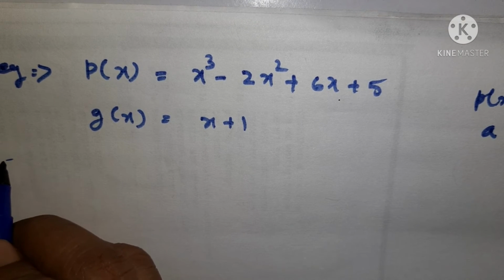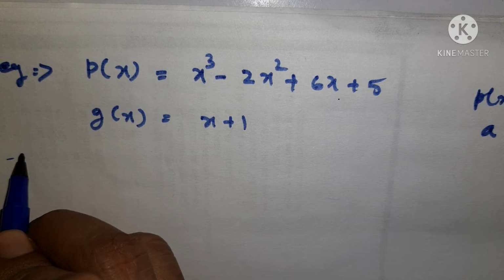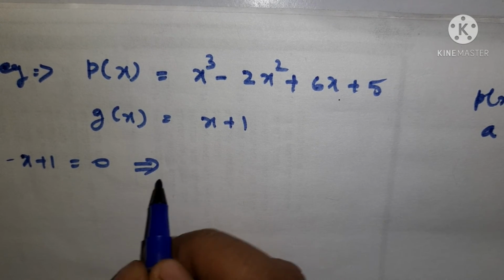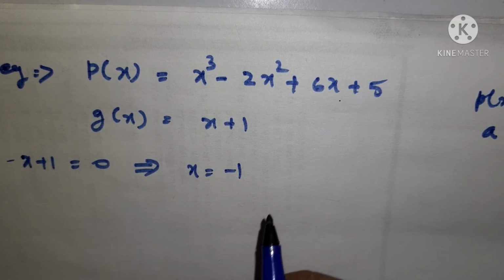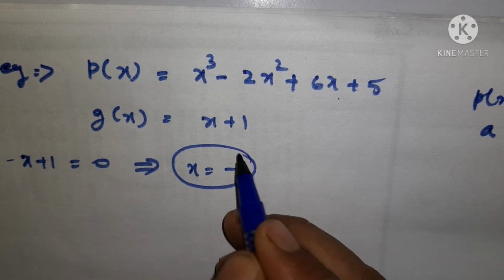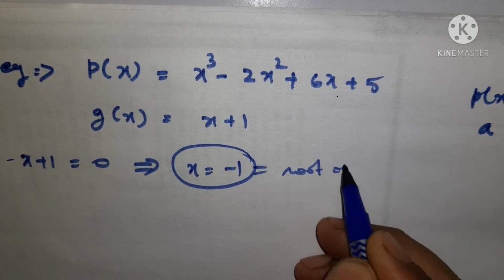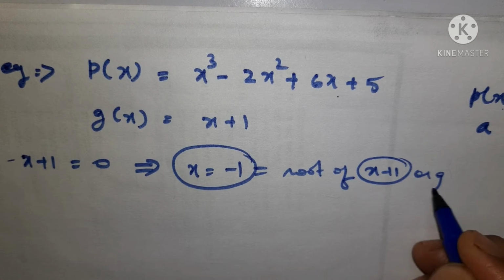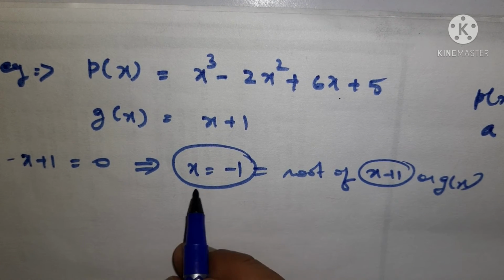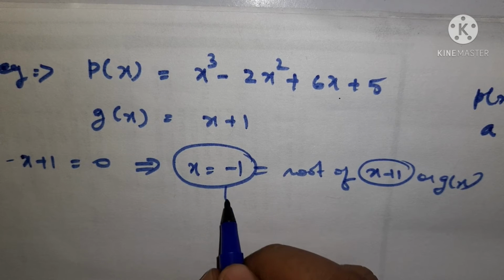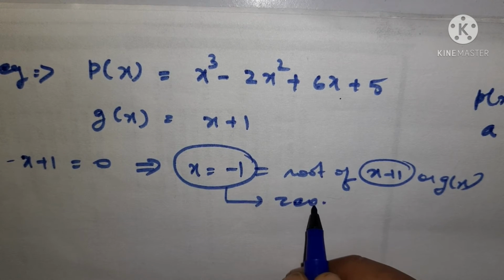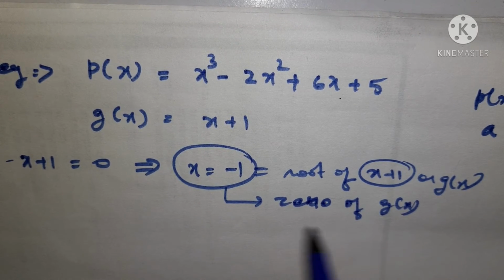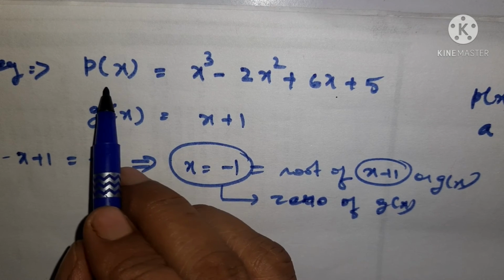So x plus 1 is equal to 0, right? This implies x is equal to minus 1. Now this x becomes the root of x plus 1, or you can say the root of gx, or even the zero of gx. So this value you are going to put in p of x.